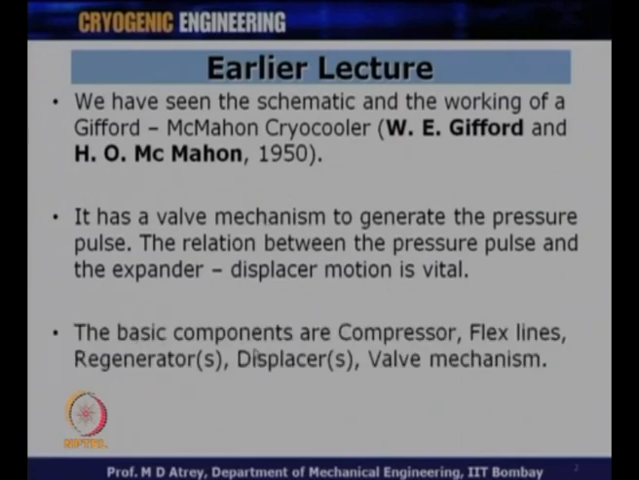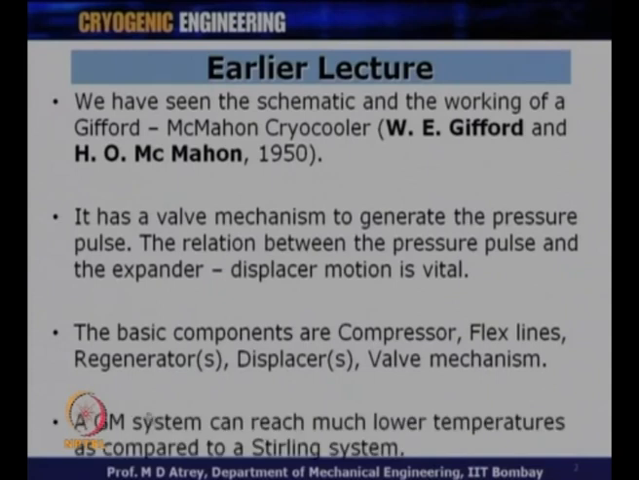The basic components of the GM cryocooler are the compressor, flex lines, regenerator, displacer, valve mechanism, etc. A GM system can reach a much lower temperature as compared to a Stirling system. Basically, the difference between the GM and the Stirling is that GM has a valve and it runs at a very low frequency of around 1 to 2 Hertz, while Stirling operates without a valve and normally runs at a very high frequency as compared to the GM cryocooler.